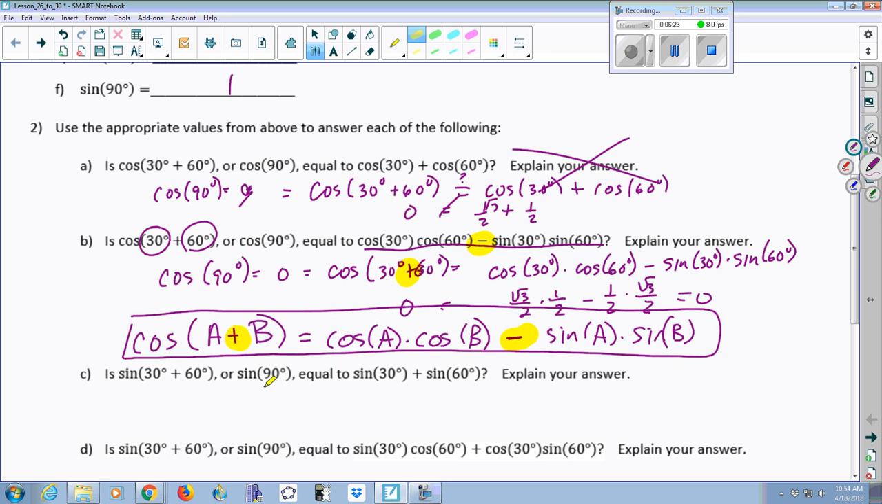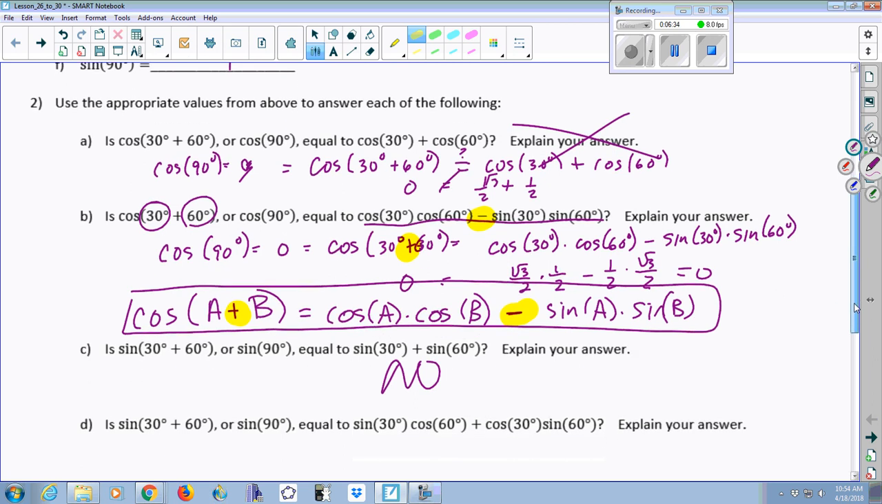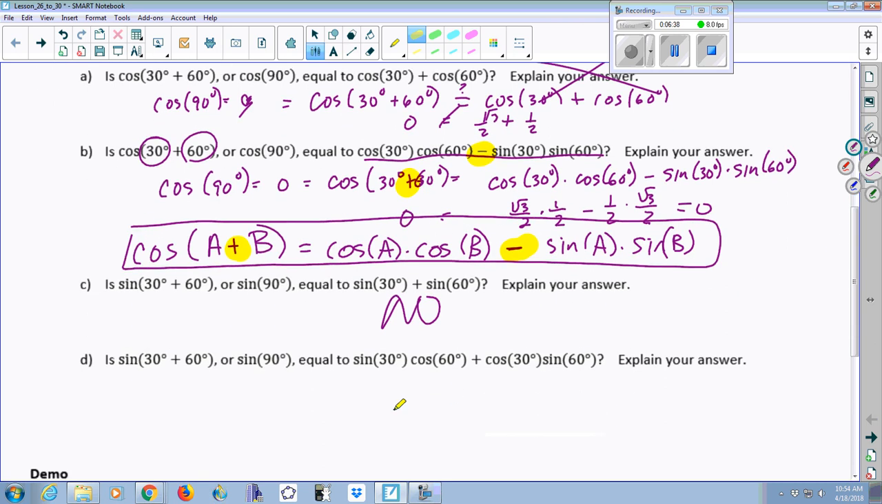Did we get that sine of 30 plus 60 was equal to sine of 90? No, it's not that easy. And I thought I fixed this typo. I even tore off the first page and thought I fixed it, you might notice you have two staples in here. So let's see what this next one is.